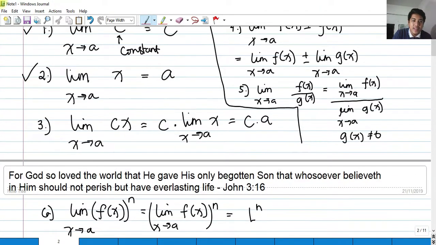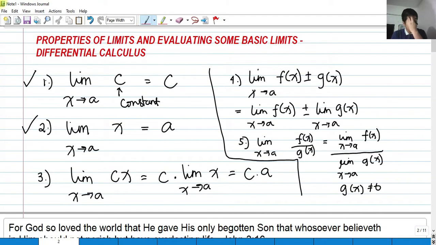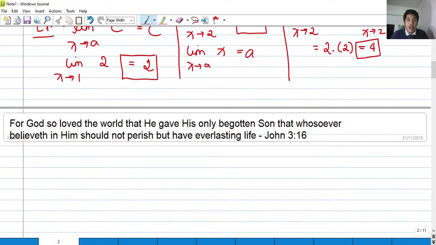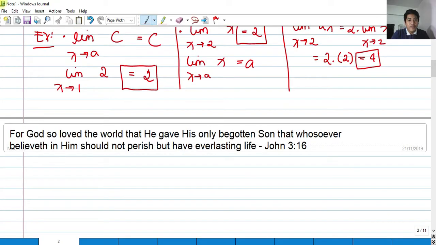So, number 4, this is the limit of two functions f of x and g of x in addition and subtraction as x approaches a. Notice that we can distribute the limits such that we evaluate first the limit of f of x as x approaches a, plus or minus the limit of g of x as x approaches a. So we can distribute the limits if we have a sum or difference of f of x and g of x. So let's try to have an example.